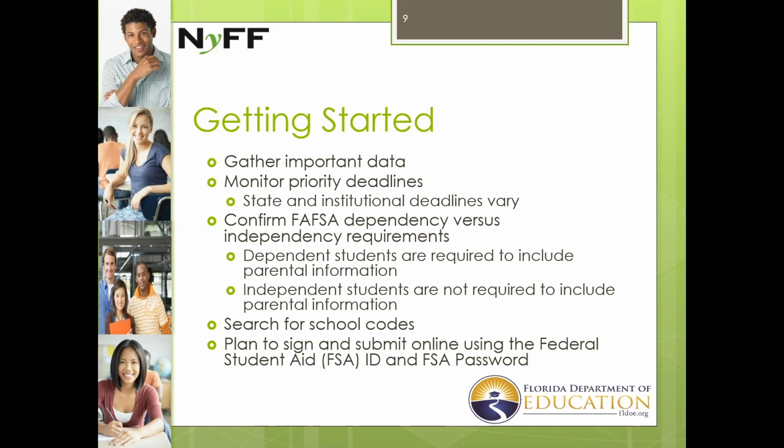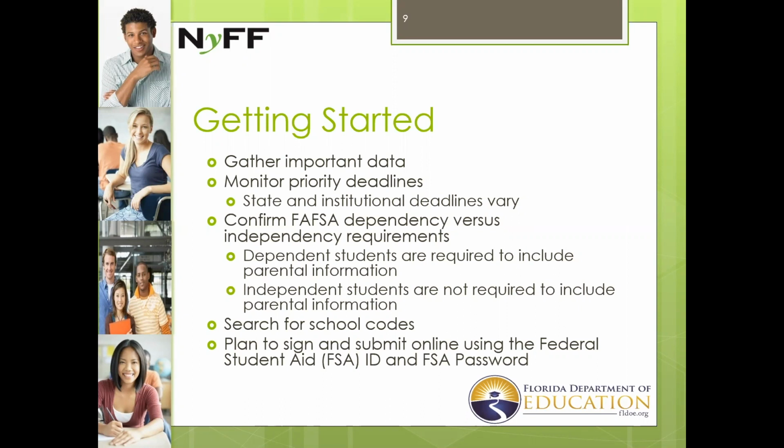So dependent students are required to include parental information. Independent students are not required to include parental information. You're going to want to search for school codes. Now, on the FAFSA application, you can list up to 10 separate colleges. When you're done and you've submitted your FAFSA application, your results will go to all 10 colleges, even if it's a long shot and you don't even know if you're going to be accepted or if you're even going to go to that college. They can still receive your results.